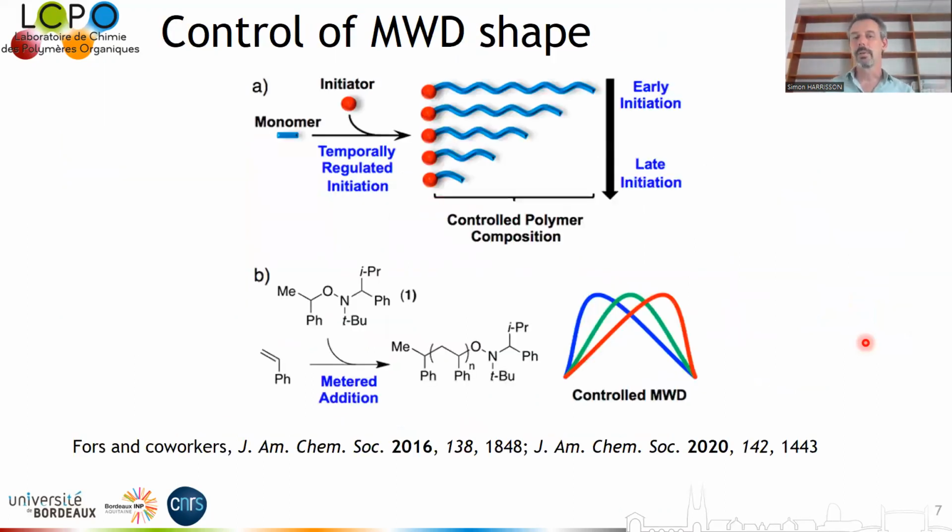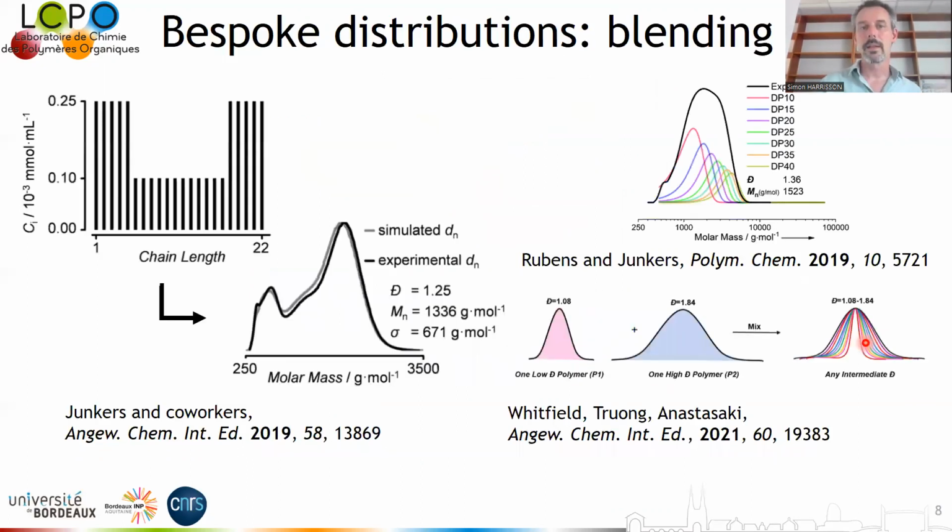If we look, for example, at the Fors group, they've been looking at controlling the shape of molecular weight distributions. And they've shown that by gradually adding an initiator or a chain transfer agent or a catalyst throughout the polymerization, you can produce molecular weight distributions that skew either to low molecular weights or to high molecular weights. And this has an effect on the different properties of the materials that are produced. And then you can go even further.